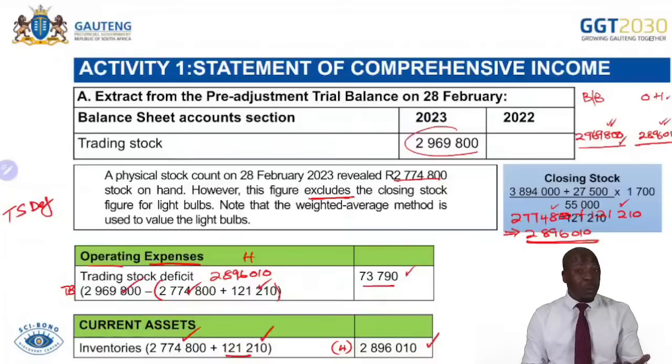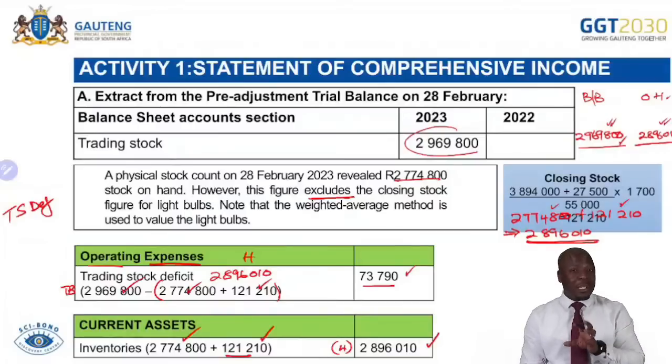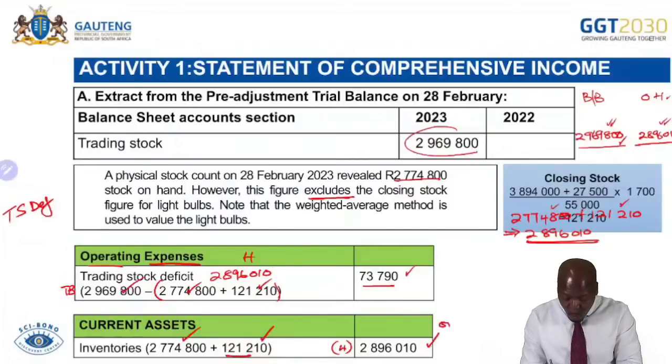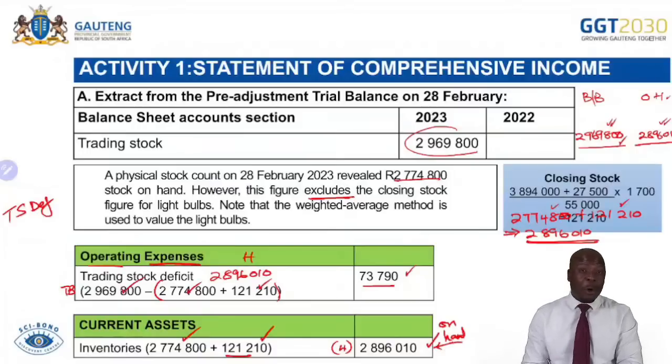2,896,010. There was another way that you could have done it, but this is the simplest way. And I'm not going to show you the other way. I'm just going to stick to this one. All right. So this is how you would show it in your statement of financial position. Remember, we are in the assets part. What do you show? You show the stock on hand. Here, we want to see the on hand. This is what is shown in the final column.